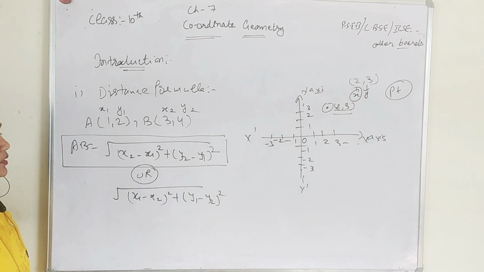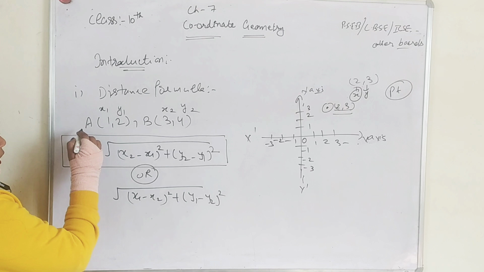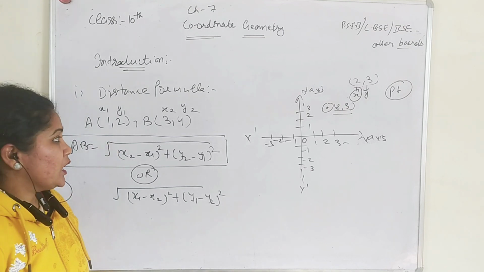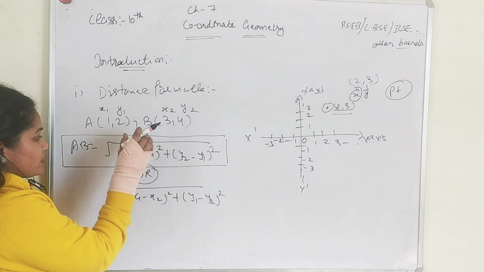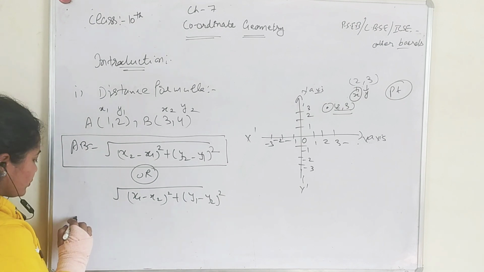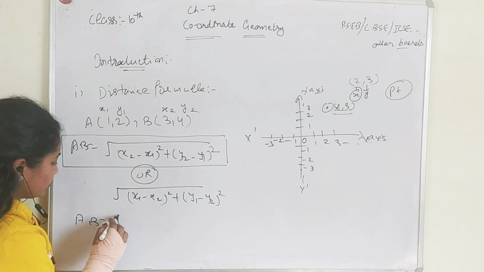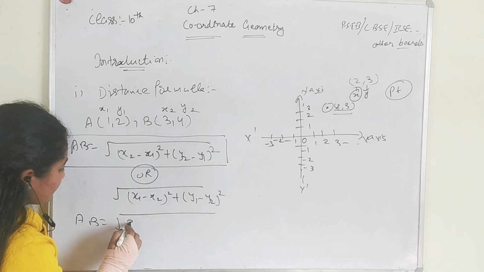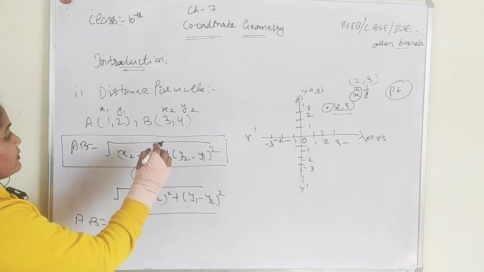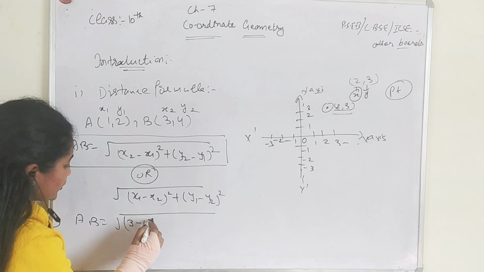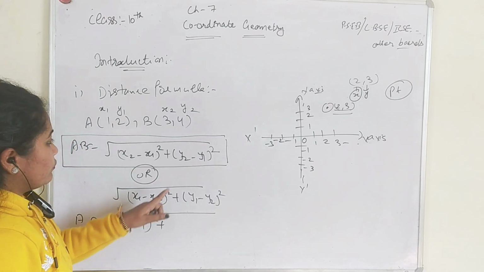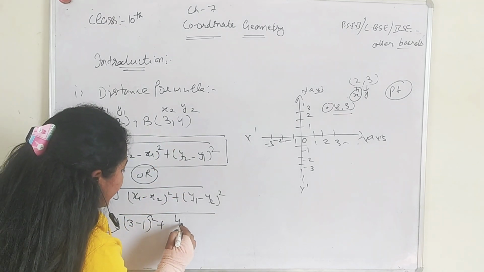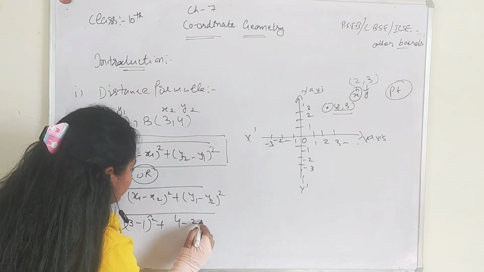Now we will solve using this distance formula. I have 2 points A and B. Now I will put these 2 points' values in this formula. So we get AB is equal to this: the value of x2 is 3 minus the value of x1 which is 1, square, plus y2 which is 4 minus y1 which is 2, square.